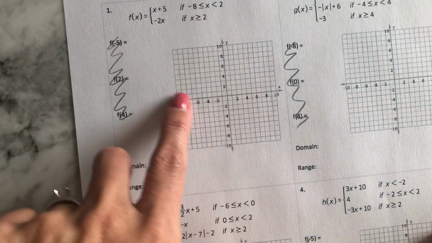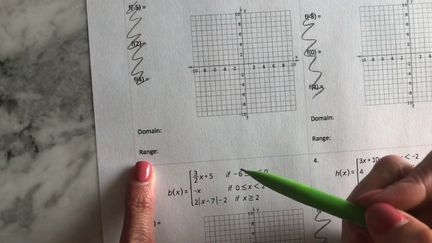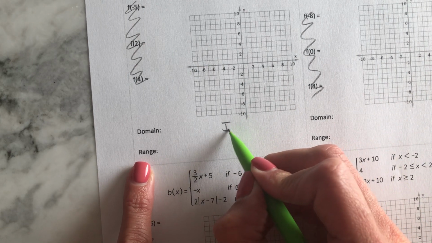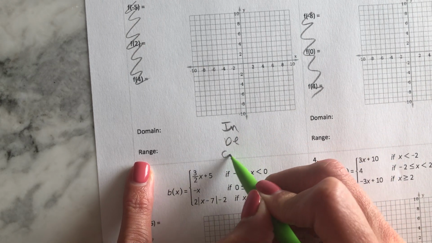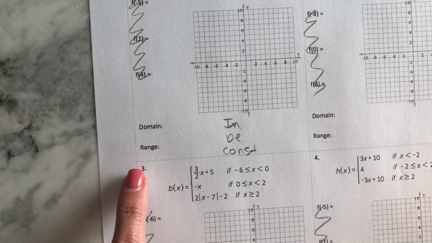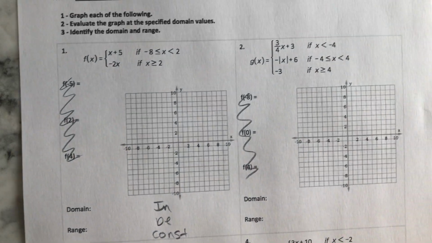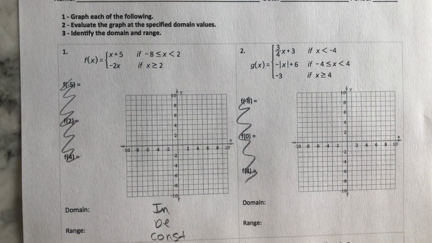But then graph it and then answer domain, range, and also increasing, decreasing, and constant for all of them as well. Give those intervals. All right, thanks for hanging in there. That was a long video.